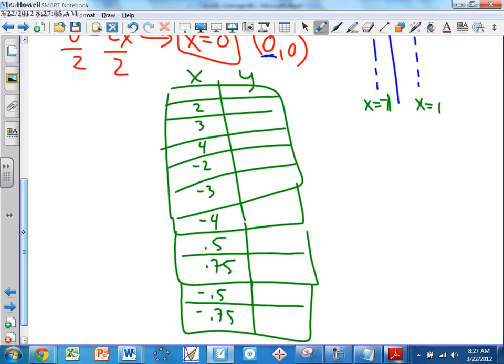Anybody got the first few at least? 1.3. And give me nearest tenth, please. 0.75. 0.5. Negative 1.3.